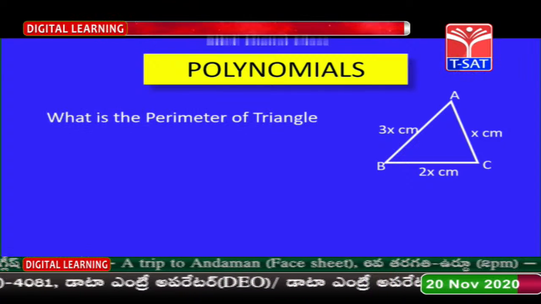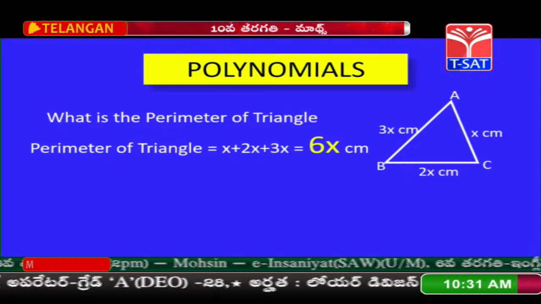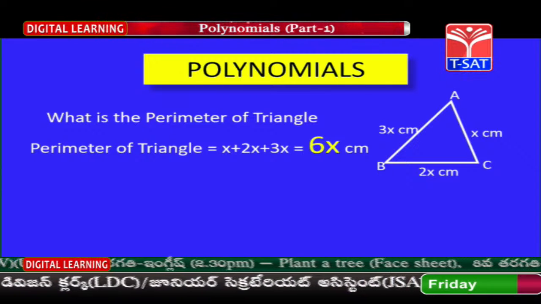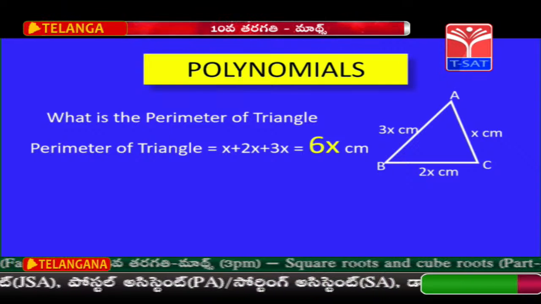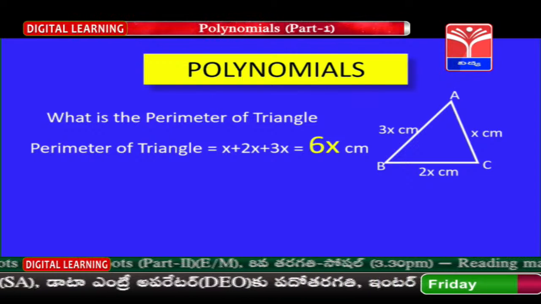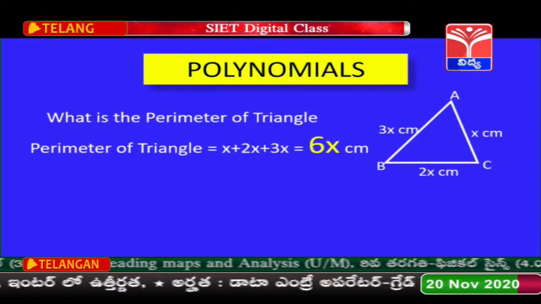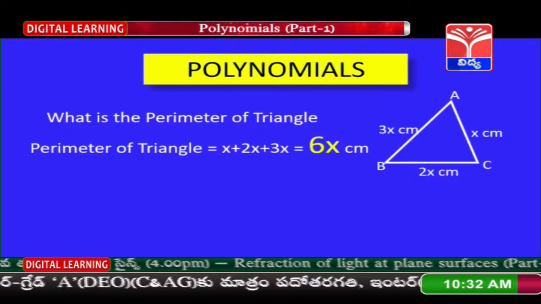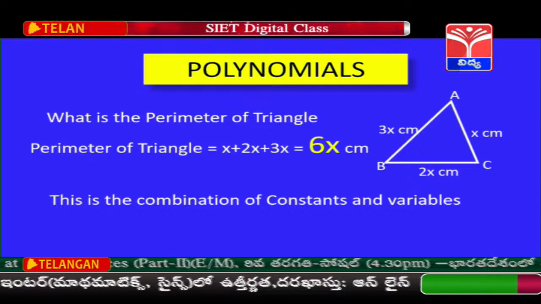Can you find the perimeter of this triangle? What will be the perimeter of the triangle? Yes, the sum of the sides is the perimeter of the triangle. Now, by adding these three, x plus 2x plus 3x, we get the value 6x centimeters. The perimeter depends on the value x here. So, this is the combination of 6, one constant, and x, one variable. So, this is the combination of constants and variables.